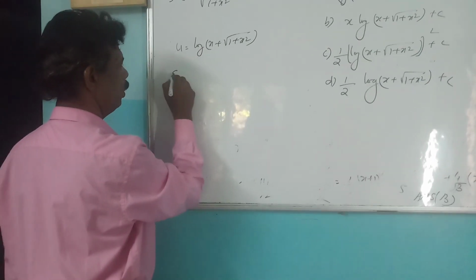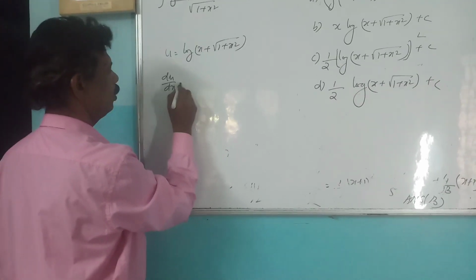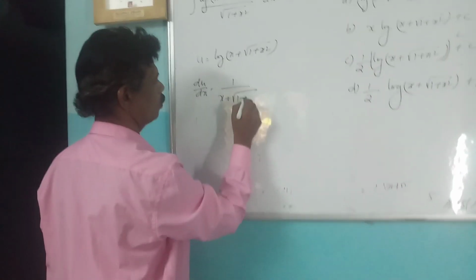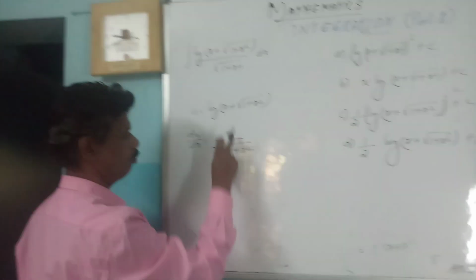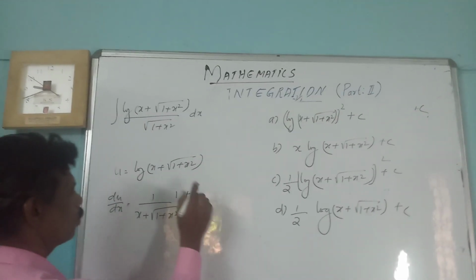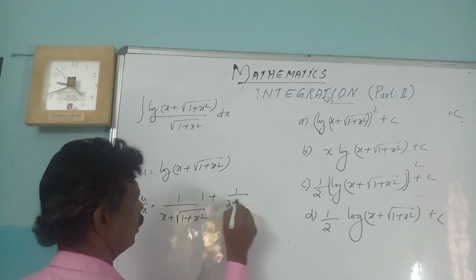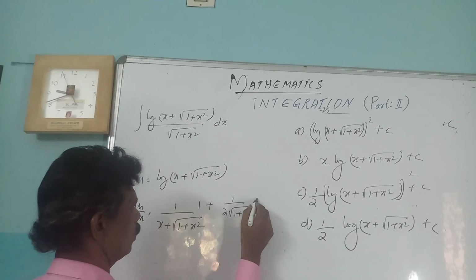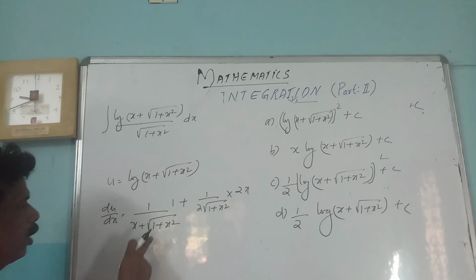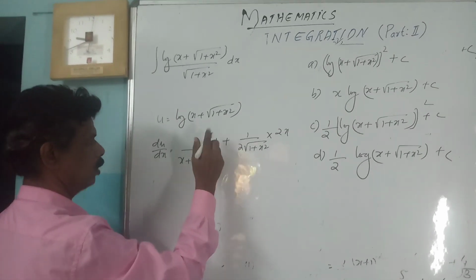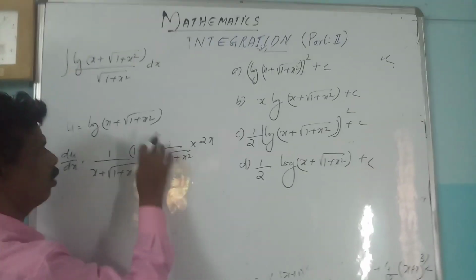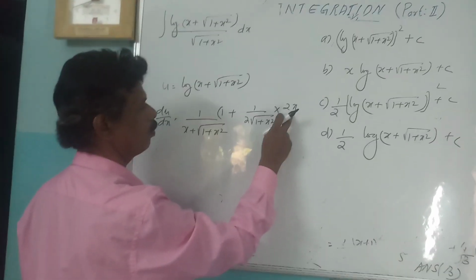square. Check it. du by dx is equal to derivative of log x, 1 by x, plus root of 1 plus x square. Derivative of log x is 1 by x. After that, differentiate this function 1 plus root of 1 plus x square. That is 1 by 2 root of 1 plus x square into derivative of x square, 2x. The derivative of x is 1 and derivative of root x is 1 by 2 root x. So 1 by 2 root of 1 plus x square into derivative of x square equal to 2x.